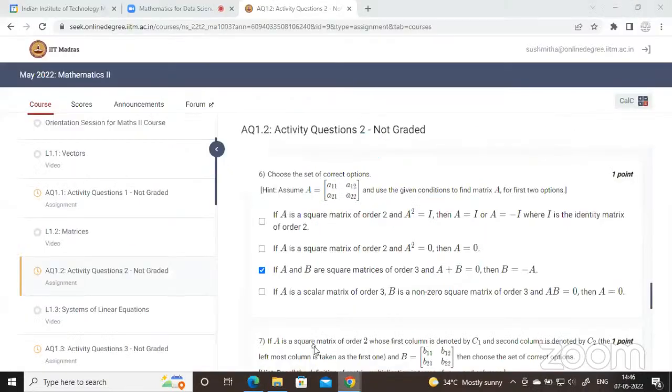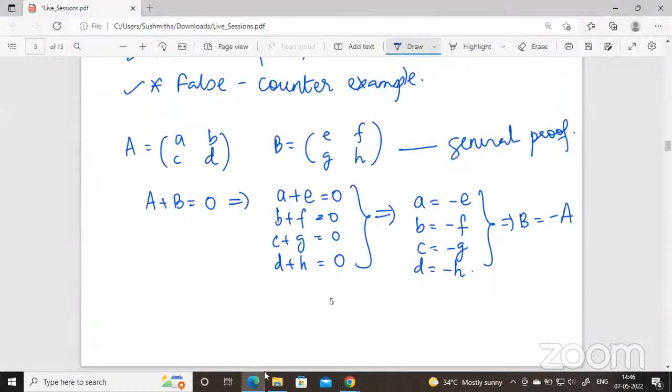What about the fourth option? Fourth option is true. It's true, ma'am. Yeah. Why is it true? Ma'am, what is a scalar matrix? Diagonal elements are the same, all diagonal elements are constant. Yes. It's a diagonal matrix with all the diagonal entries the same.